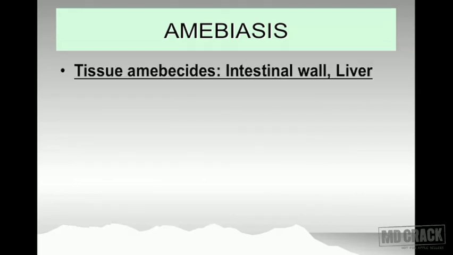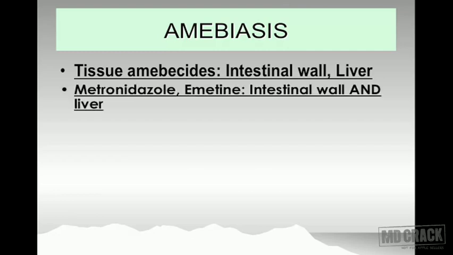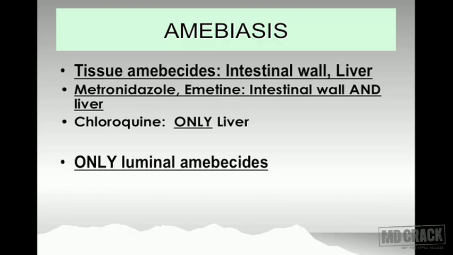Amebiasis is treated by various strategies. Let's have a look at the drugs. The tissue amebicides act on the amoeba present in the intestinal wall and liver. Examples are metronidazole, tinidazole, and emetine. Both metronidazole as well as emetine act on the intestinal wall as well as liver. There is one more drug called chloroquine, which is an antimalarial agent which acts only on the liver and doesn't have an effect on the amoeba in the intestinal wall. So tissue amebicides, those which act on intestinal wall and liver, are metronidazole and emetine, and the drug acting only on the liver is chloroquine.